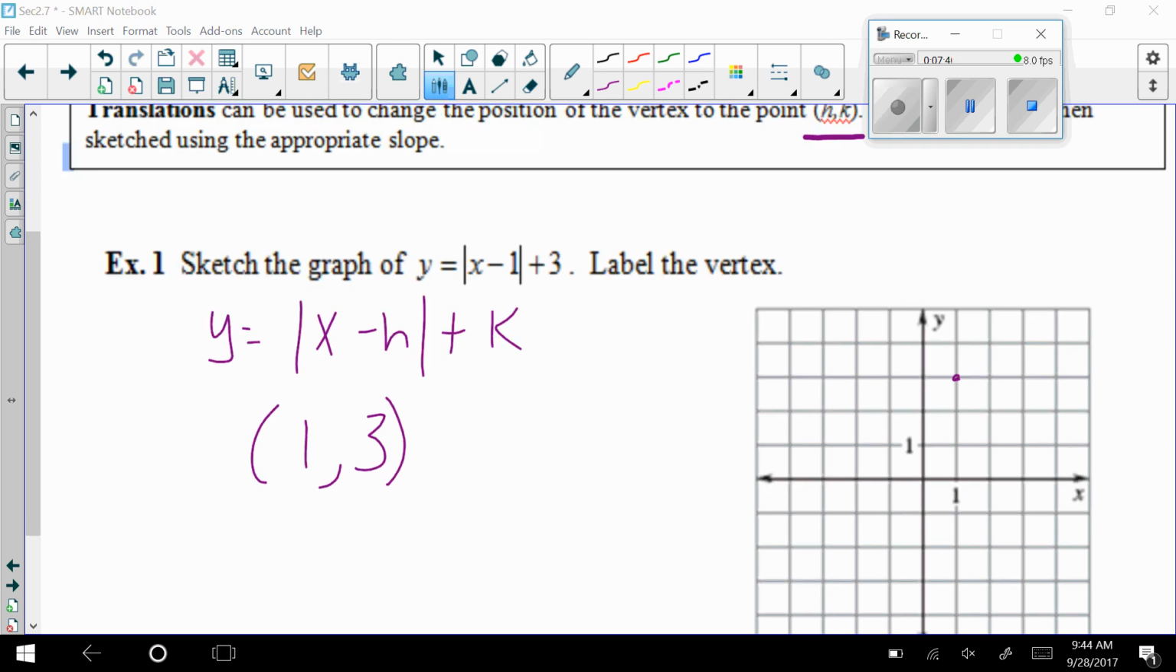Then our second step is to plot another point on the graph. So I'm going to use x as 0, for example. So 0 minus 1, the absolute value of that is negative 1. 0, oops.